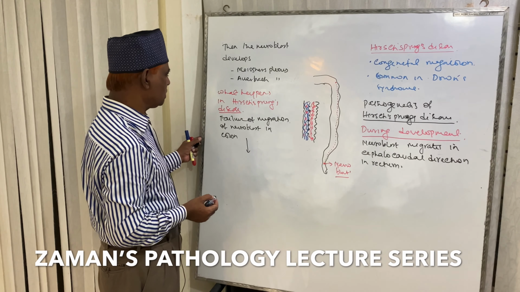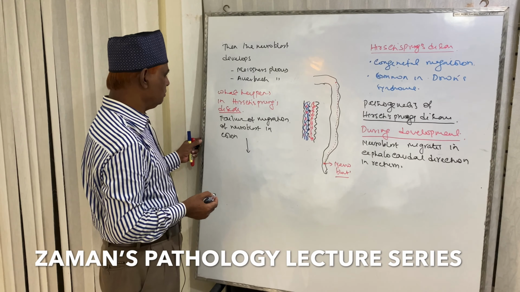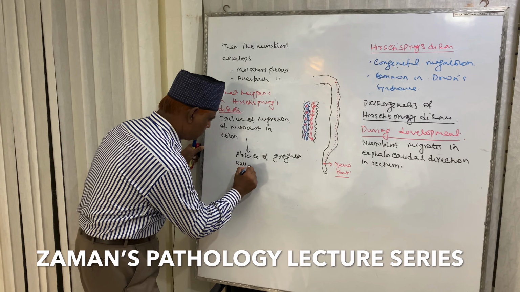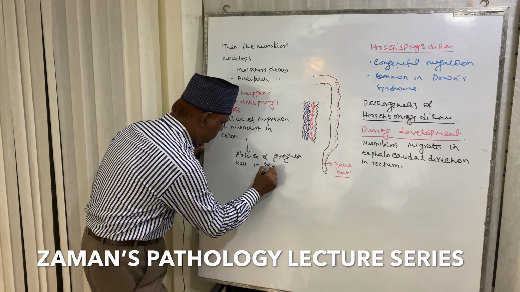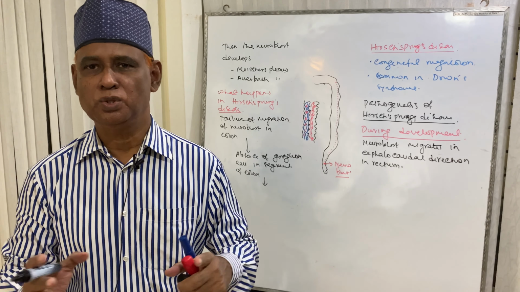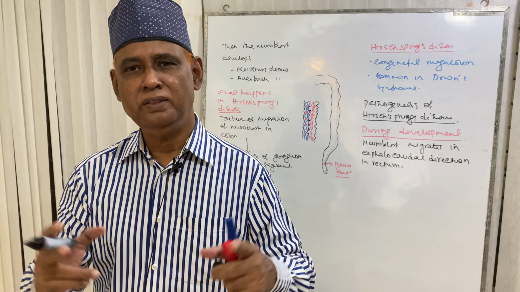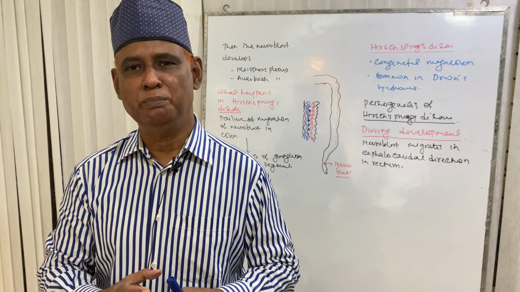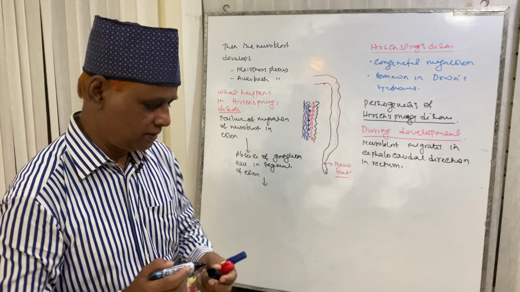Due to failure of migration of neuroblast, there will be absence of ganglion cell in a segment of colon. The segment of colon where there is no ganglion cell, in that segment there will be no development of Meissner's plexus and Auerbach's plexus.